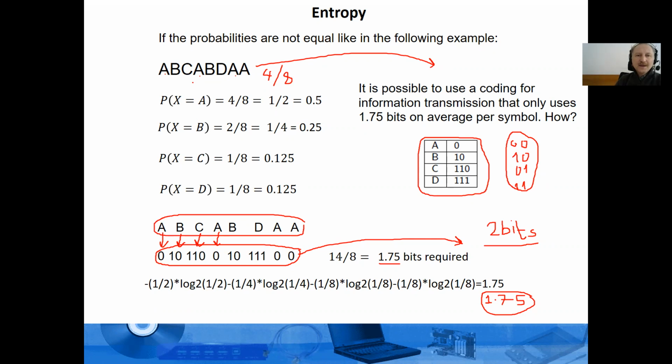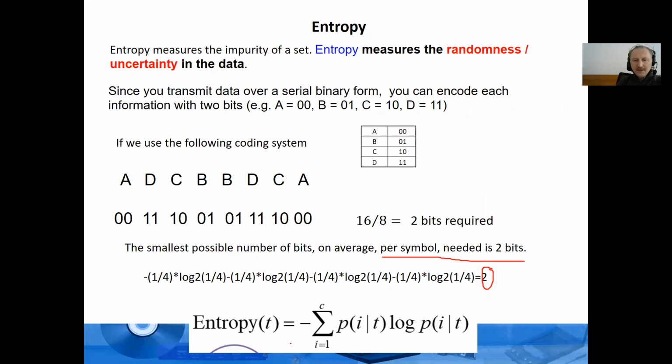Probability of B, again, how many B's? There is 1, 2, altogether 8, so 1 over 4. Like that, you can find all the probabilities, and you can plug all these probabilities into the entropy formula. Our entropy formula was here, look at it: probability of the first class times log 2 probability of the first class, minus probability of the second class times log probability of the second class.